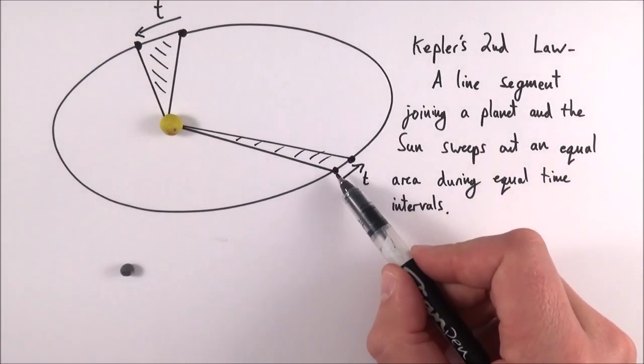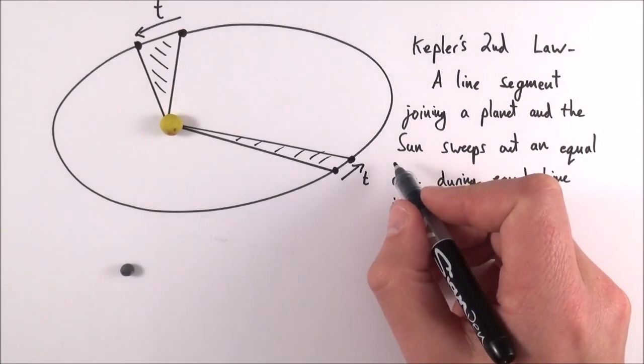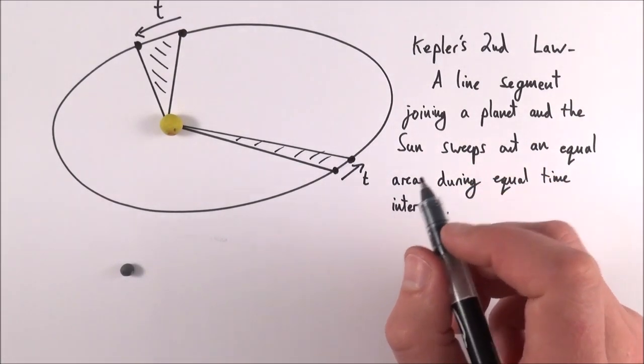So basically this line segment joining the planet over to the sun, and again we've always got a capital S for sun, capital E for the Earth, and a capital U for the universe.